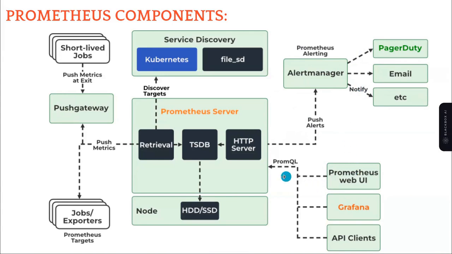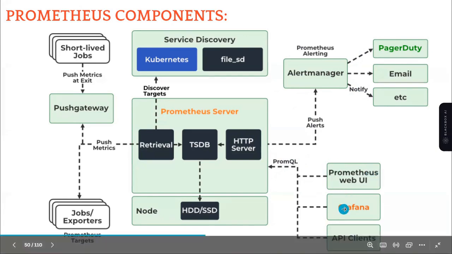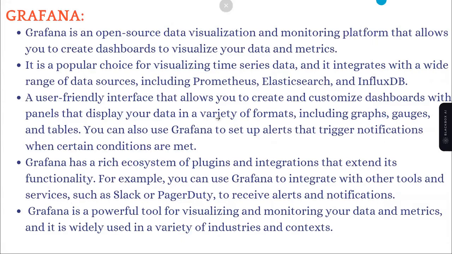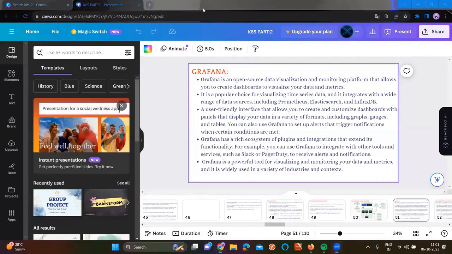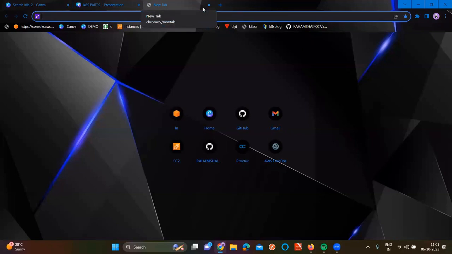And here PromQL is nothing but the Prometheus query language, which is going to get the data from Prometheus. And Grafana is to visualize the data like that. So here what exactly I'm going to do is, first of all, I open one server. Prometheus and Grafana you can set up on any server.